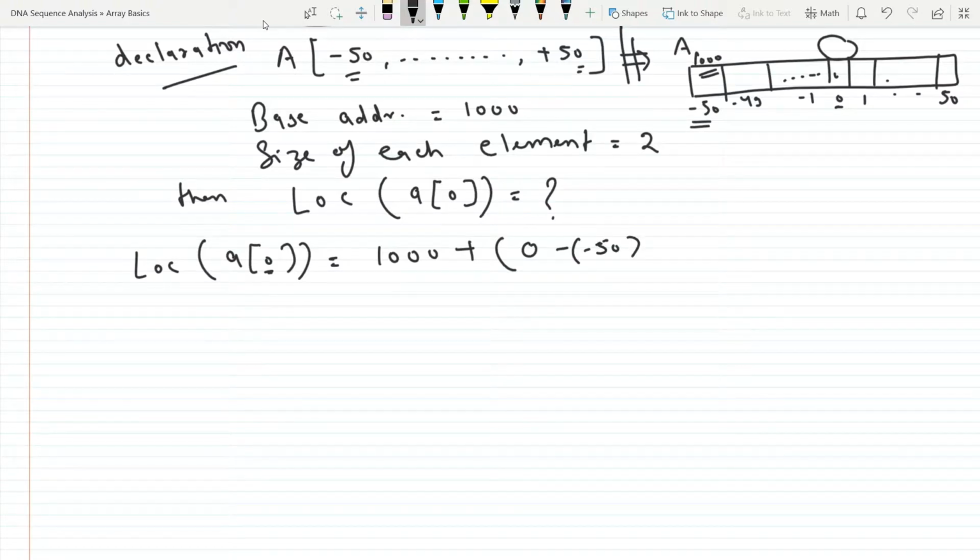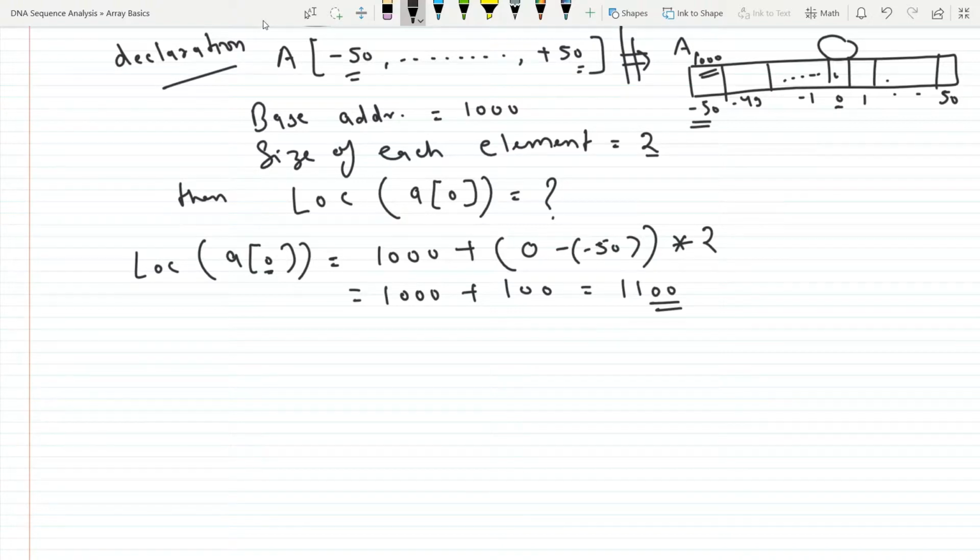-50, and multiplied with size of each element, which means these many elements we have crossed, multiplied with the size of each element. So what is the size of each element? It is 2 bytes, so it is 2. So this will give me 1000 plus, minus minus plus 50, 50 into 2 is going to be 100. So the final answer for this question is 1100. So maybe you can manually count this one, but for some other question you cannot solve it manually.